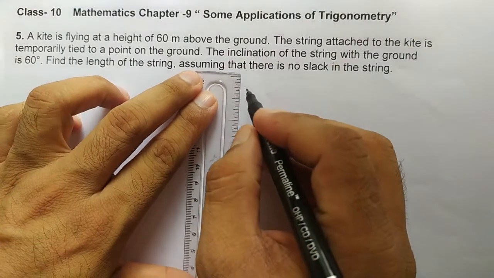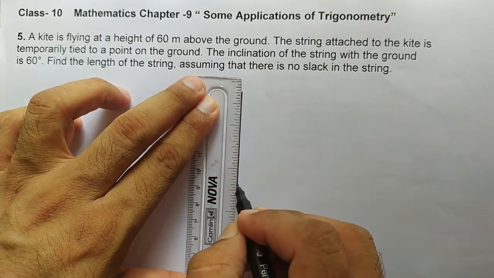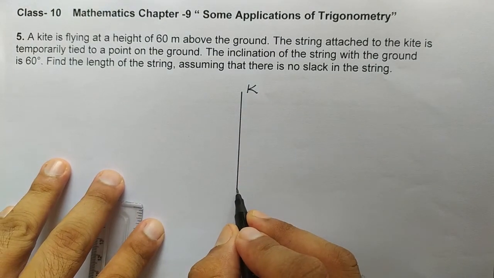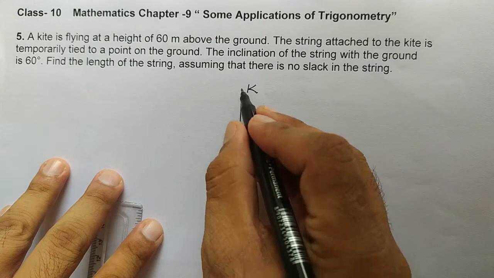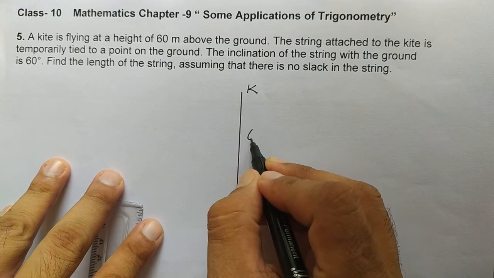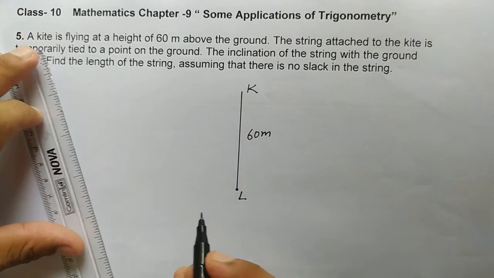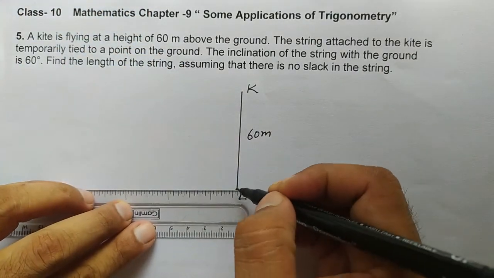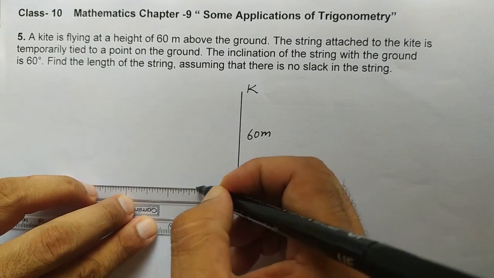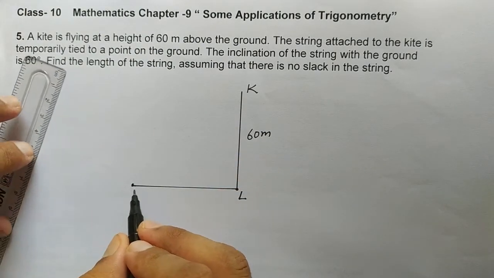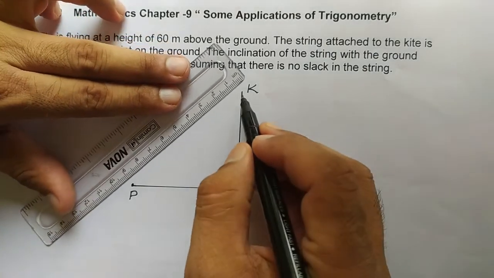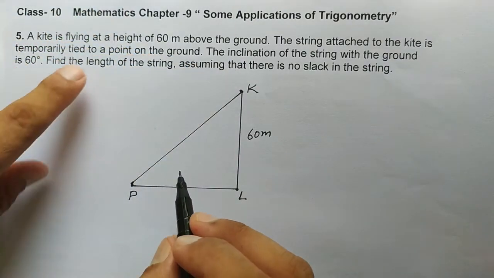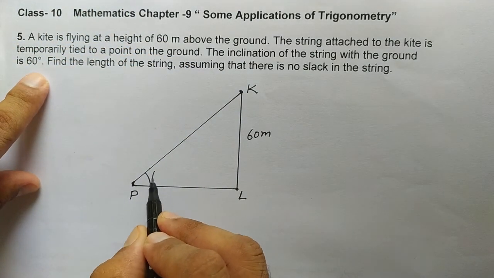So suppose this is the kite, K is kite, right? And this is a point on the ground, right? So this height KL is here 60 meter given, right? Now suppose this string is tied on the ground here, suppose this string is tied here on the ground at point P, right? So here the string is making 60 degree angle with the ground here. So this angle is 60 degree, right?